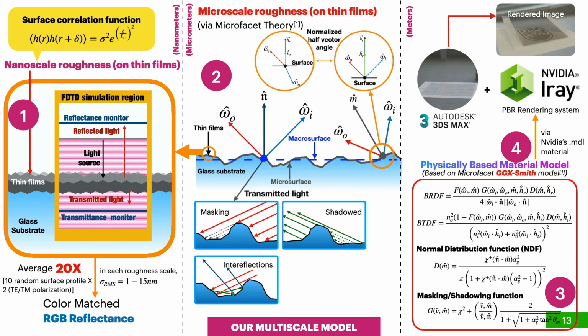We simulate the light interaction with the rough thin films on the surface, and the roughness is generated from a surface correlation function. Once we have that, we extract all the RGB reflectance, so that later we can apply it to the physically based rendering material.